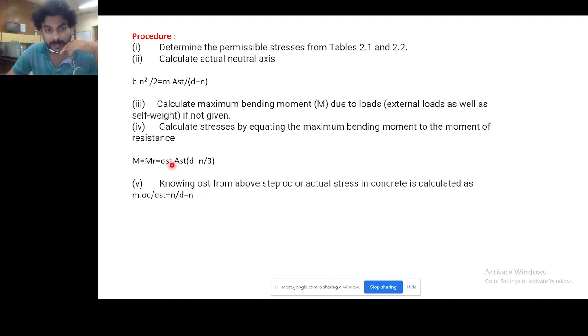So knowing sigma ST from the above step, sigma C, the actual stress in the concrete, is calculated as m sigma C divided by sigma ST is equal to n divided by D minus n. By that way you can calculate the sigma C also.